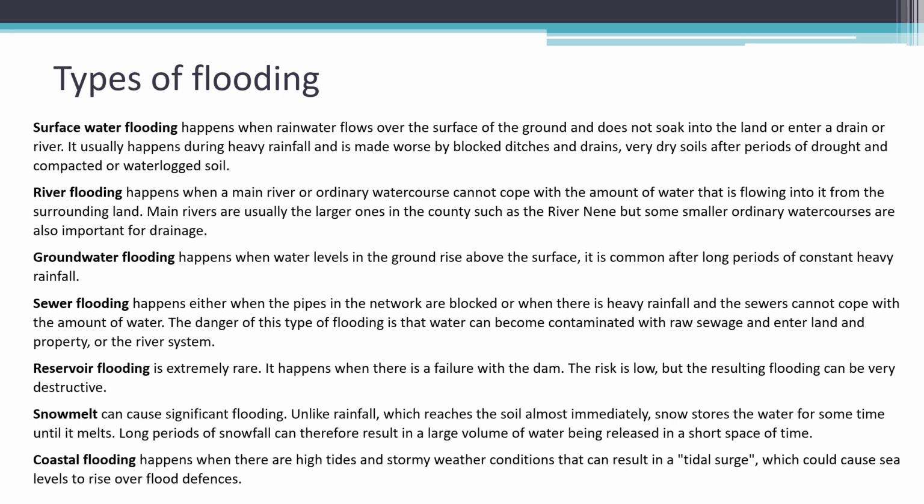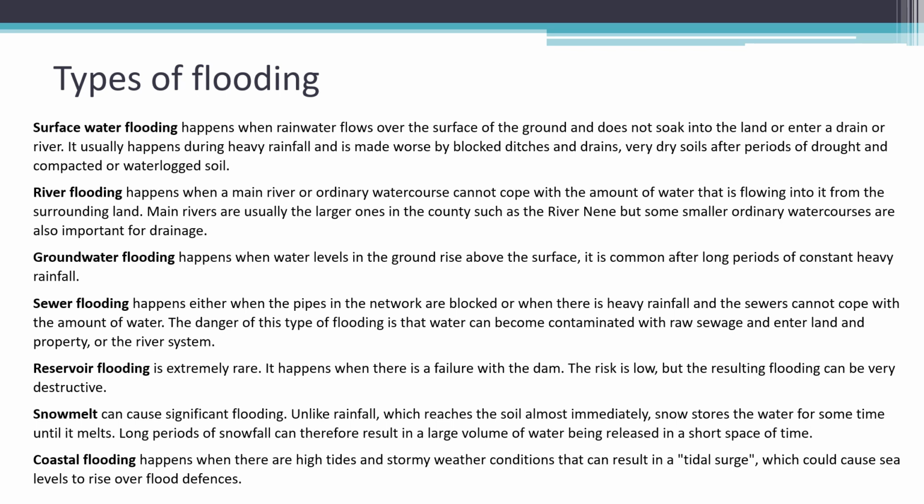River flooding happens when a main river or ordinary watercourse cannot cope with the amount of water that is flowing into it from the surrounding land. Main rivers are usually the larger ones in the county, such as the River Nene, but some smaller, ordinary watercourses are also important for drainage. Groundwater flooding happens when water levels in the ground rise above the surface. It is common after long periods of constant heavy rainfall and is more likely in low-lying areas.